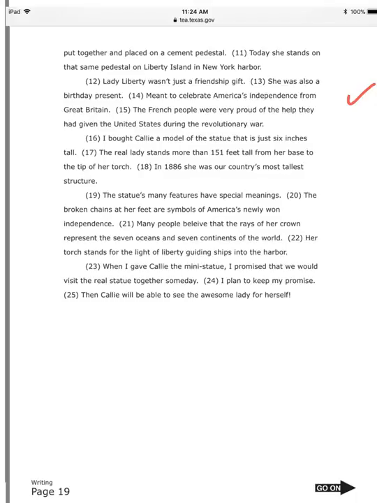The real lady stands more than 151 feet tall from her base to the tip of the torch. In 1886, she was our country's most tallest structure. Okay, I can see there's something wrong there. The statue's many features have a special meanings. So this one is talking about the meaning. My goodness, okay, the meaning.